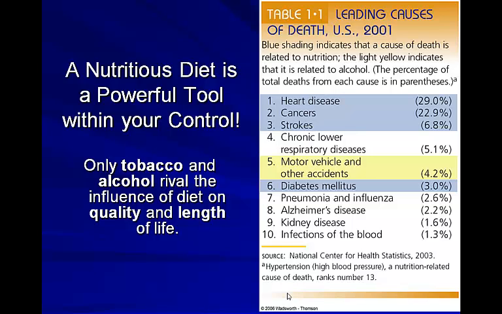Really, only tobacco and alcohol rival the influence of diet on the quality of your life and the length of your life. And even alcohol and tobacco, those are things you can control. What you put in your body, if you smoke, chew, drink, those types of things, along with the types of things you do as far as diet and exercise, are so important when we look at contributing factors to leading causes of death. And even if people don't die from a heart attack or a cancer, it really can reduce the quality of life.